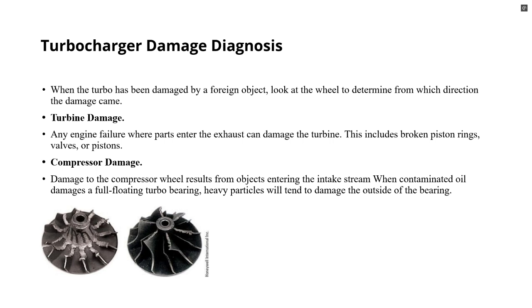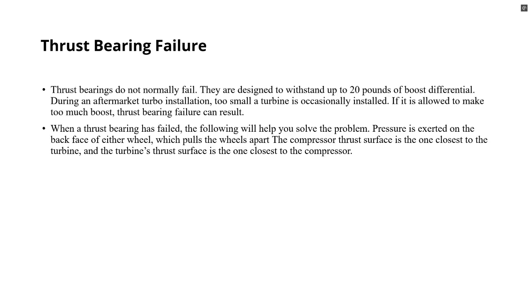Sources of damage can be identified by examining the turbine or compressor wheels. Exhaust failures often damage the turbine, while intake contamination affects the compressor. Failures, though rare, can occur due to excessive boost or improper setup. Investigation focuses on pressure distribution on turbo components.